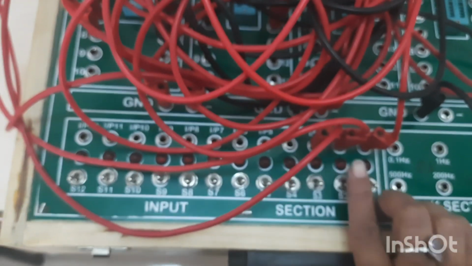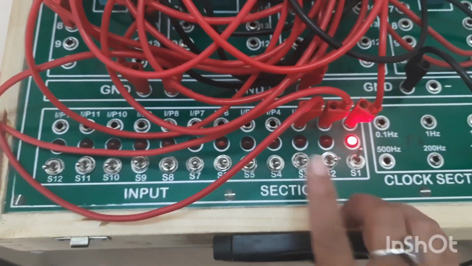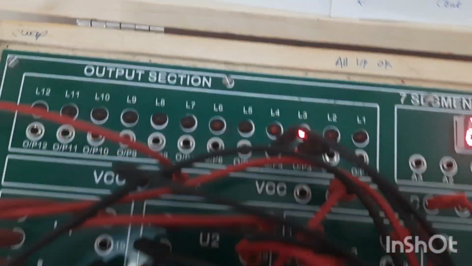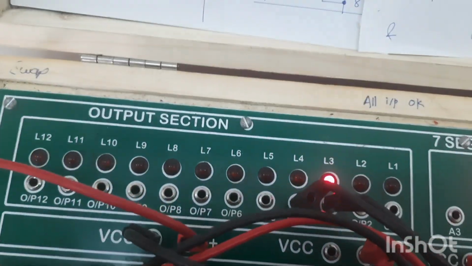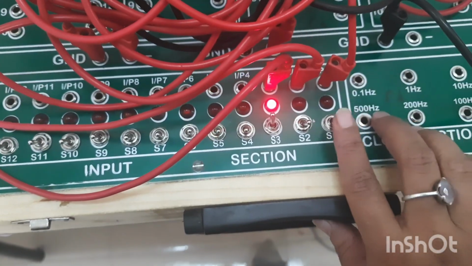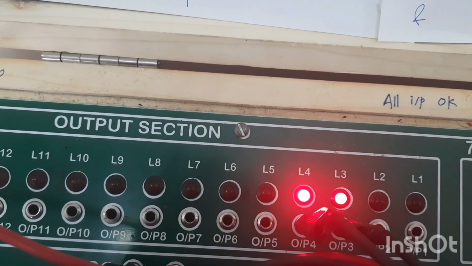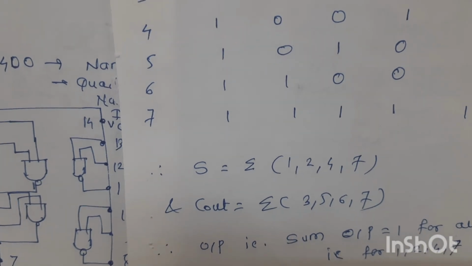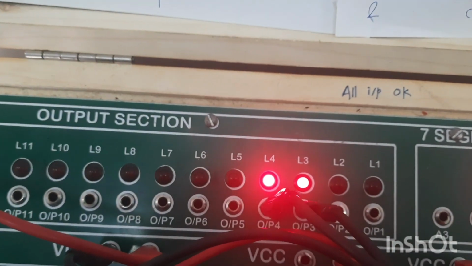So we just give 1 first, 0, 0, 1. You can see we have got the output at sum, that is 1. Now give 2, we will see the sum output is 1. Now we'll give 4, you can see the sum output is 1. Now give 7, that is 1 1 1, you will see we have got the carry out and sum both are 1, because minterm 7 is present at the sum as well as the carry out, that's why we have got two outputs 1.